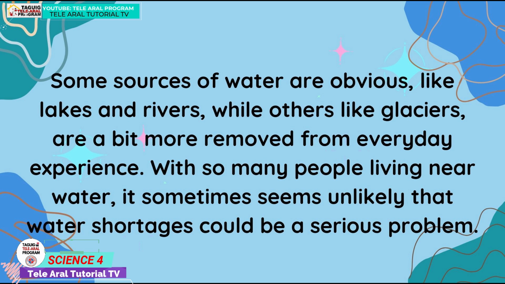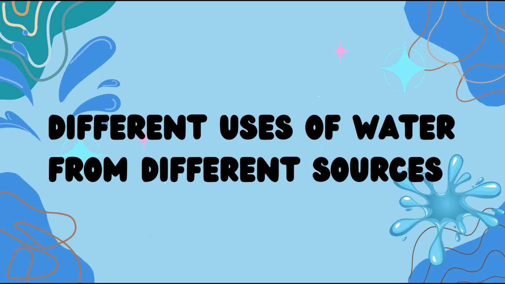Some sources of water are obvious like lakes and rivers, while others, like glaciers, are a bit more removed from everyday experience. With so many people living near water, it sometimes seems unlikely that water shortages could be a serious problem. Those are the three main sources and other sources of water. To continue our discussion, let us move on to different uses of water from different sources.